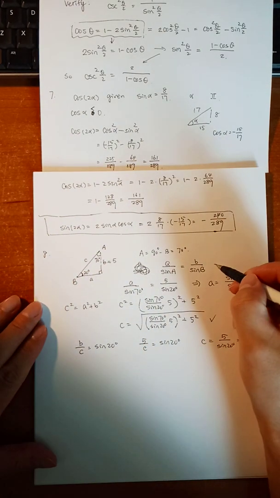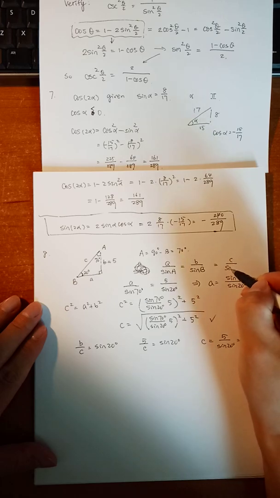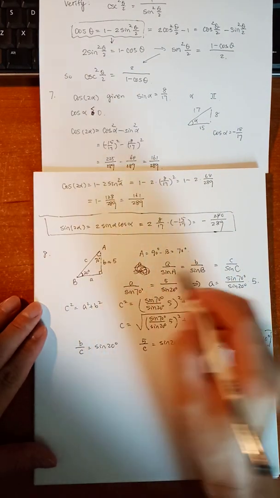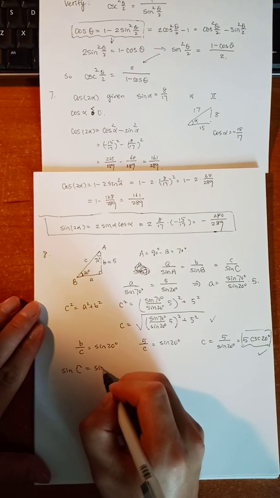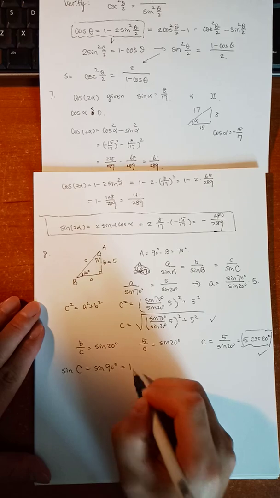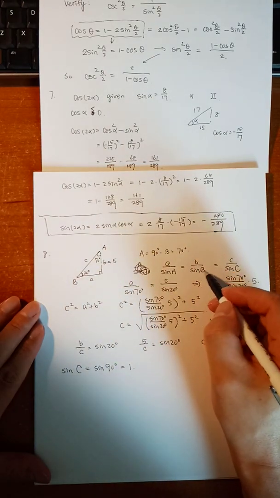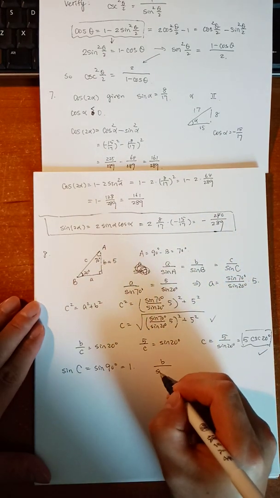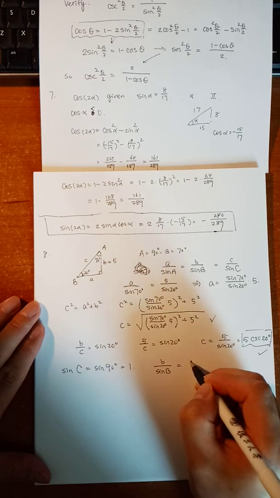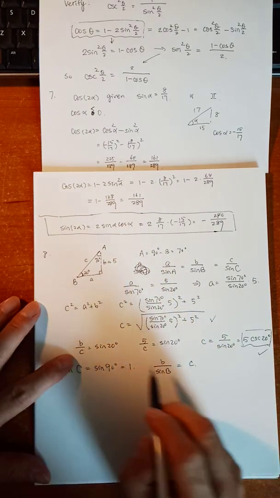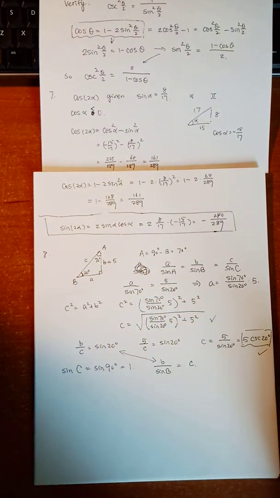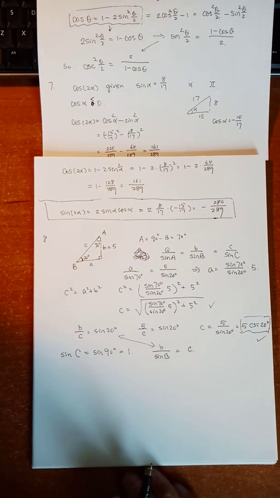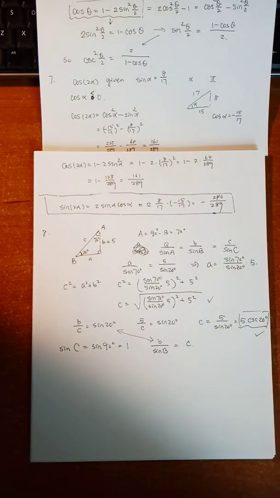Or remember that it is also equal to C over sine C. Sine C is 90 degrees, and sine 90 is 1. So you still have B over sine B is C. These two things are the same. You will also have C is equal to 5 times cosecant of 20 degrees. There are multiple ways to do these problems.